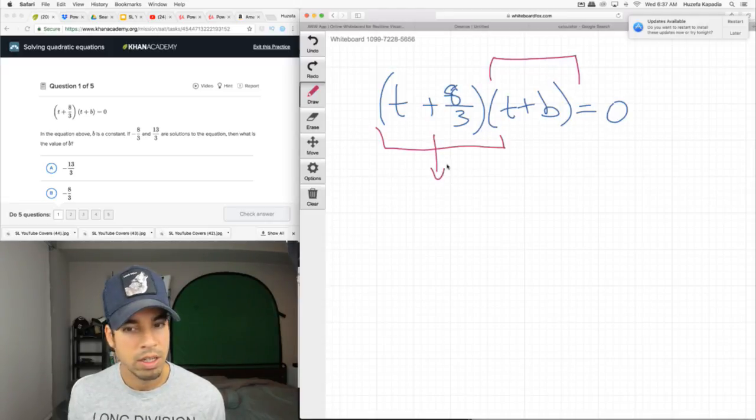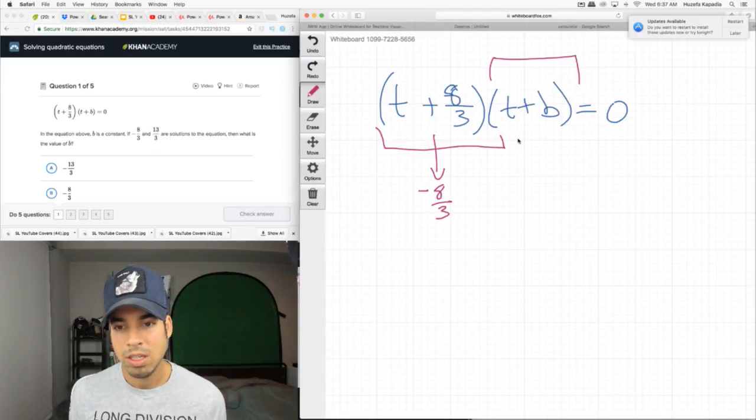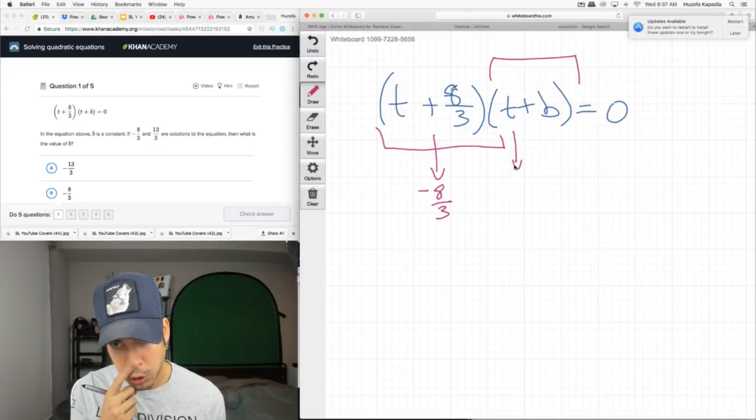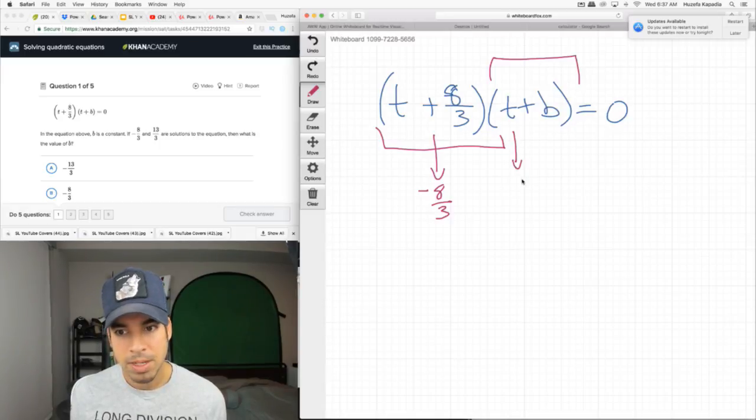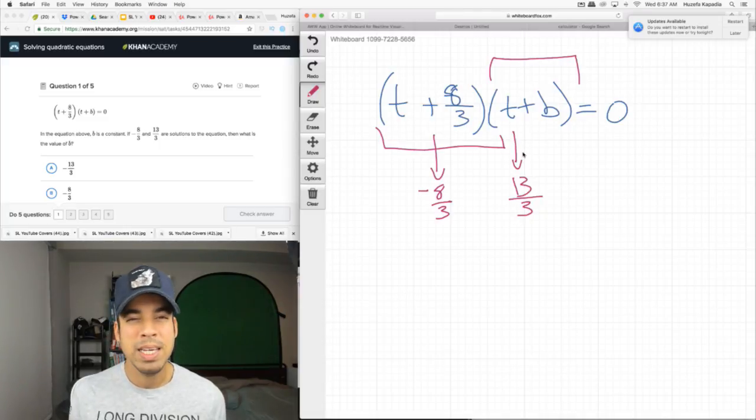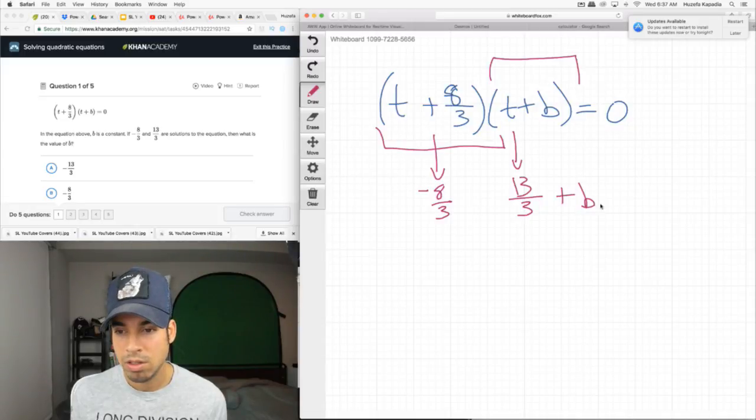So t clearly here, what would make this value go to 0 is negative 8/3. Because negative 8/3 plus positive 8/3 is 0. So that accounts for the negative 8/3. But it says also that a solution here is 13/3. This 13/3 must be relevant to this binomial. So if t is 13/3 as a solution, what must b have to be in order to combine with 13/3 to equal 0?